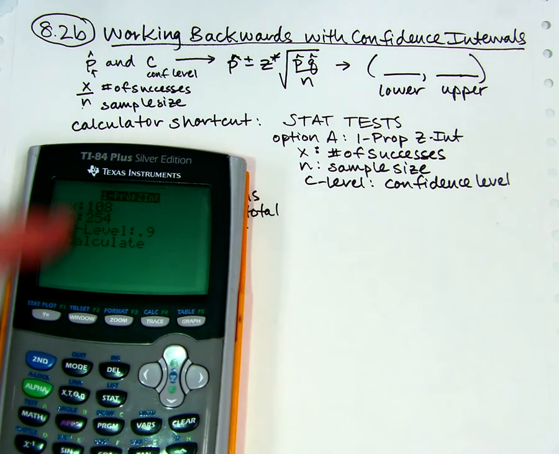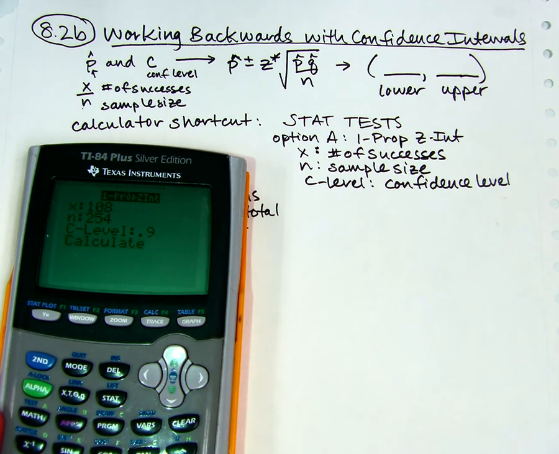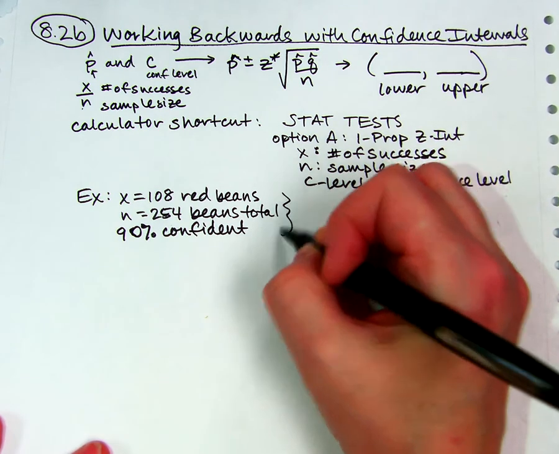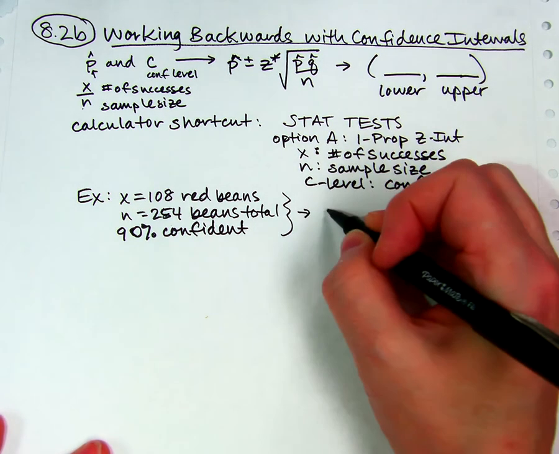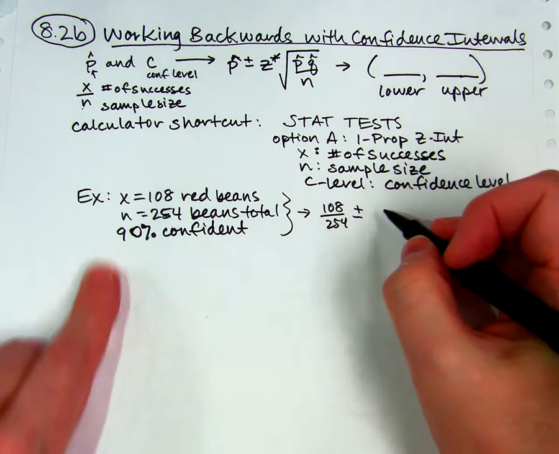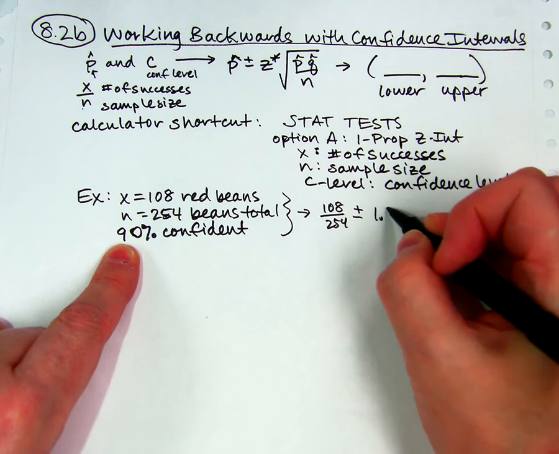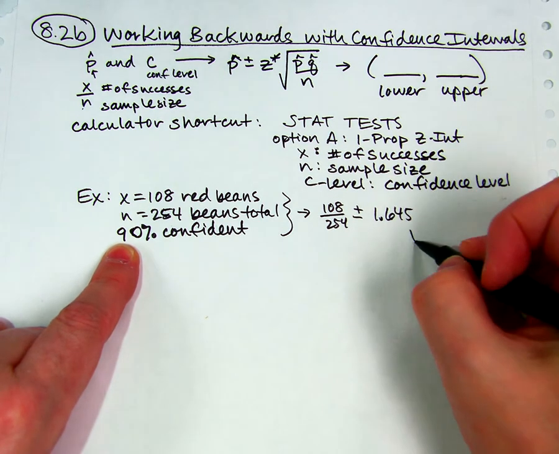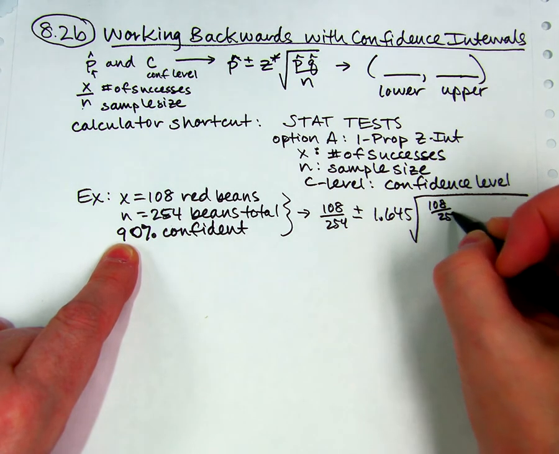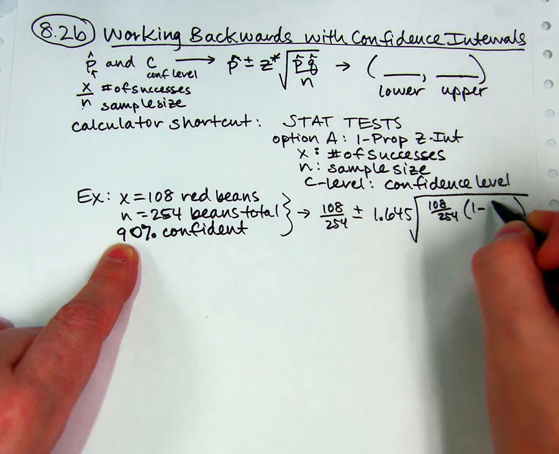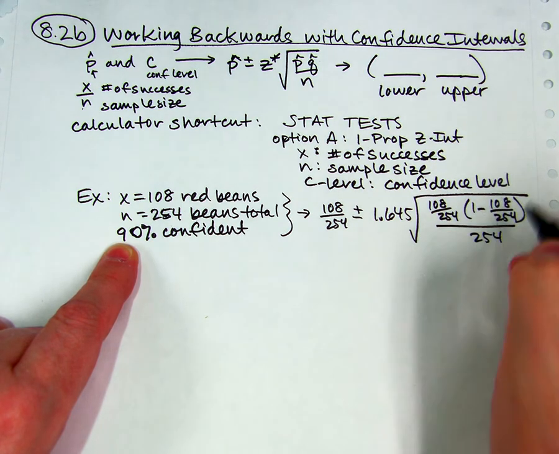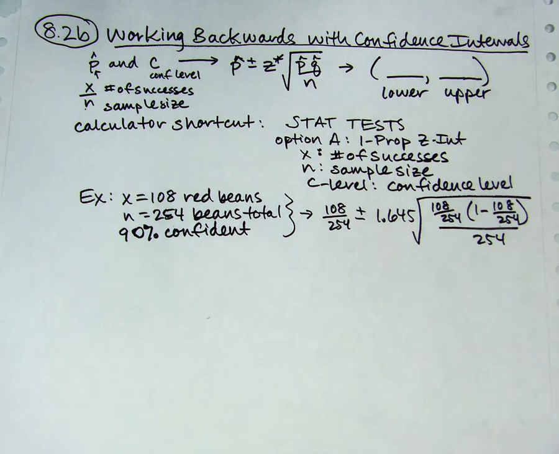So if I type all that in, which I already did, and then I choose calculate, it does, actually I'll just not show you that quite yet now that I think about it. What the calculator does is it does the 108 out of the 254, and it adds and subtracts the Z star for 90%, which is 1.645. You had to calculate that a bit ago in the warm-up. And then it does this 108 out of 254 times 1 minus that, and divided by the 254. So the calculator does all of this in one amazingly fast step.